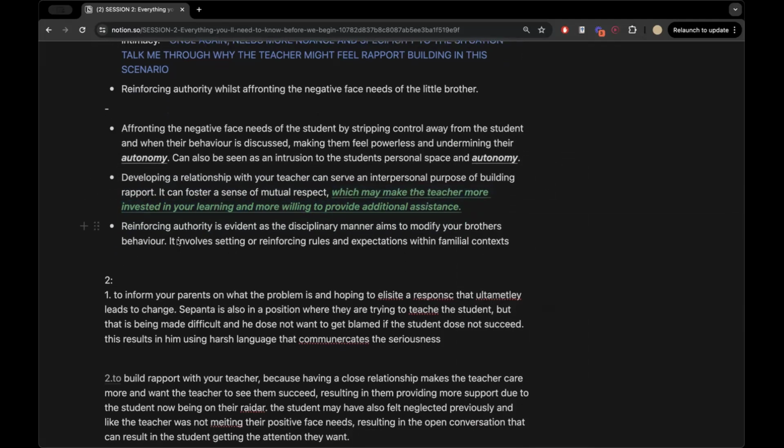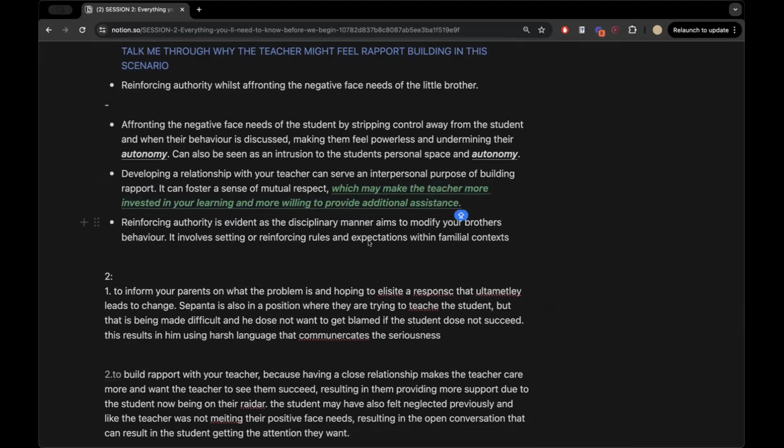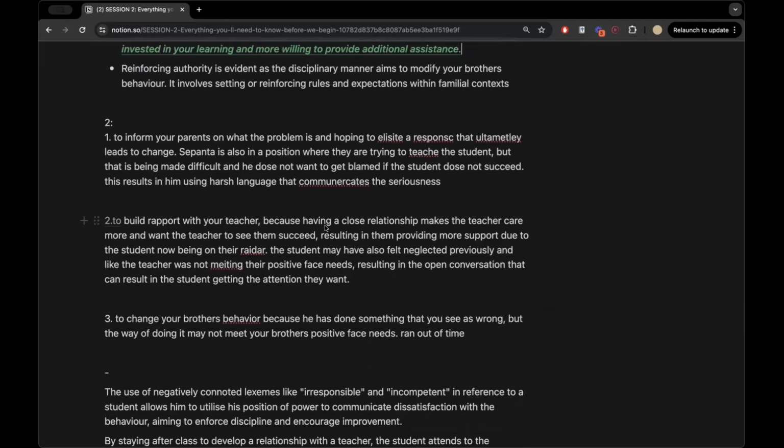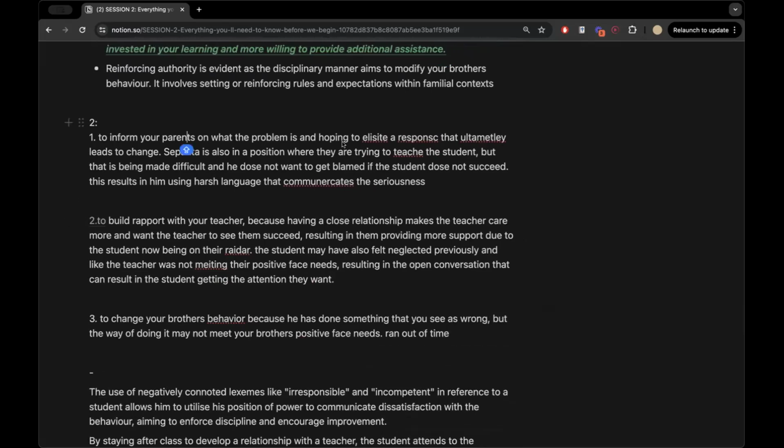Well done. Reinforcing authority is evident as the disciplinary manner aims to modify your brother's behavior. It involves setting or reinforcing rules and expectations within a familiar context. Nice. Now, to inform your parents of what the problem is and hoping to elicit a response that ultimately leads to change. Samantha is also in a position where they are trying to teach the student, but that is being made difficult, and he does not want to get blamed if the student does not succeed.